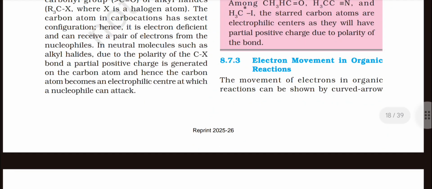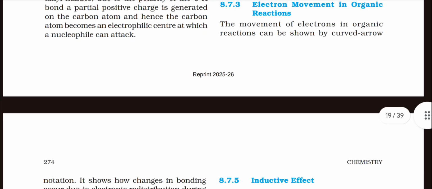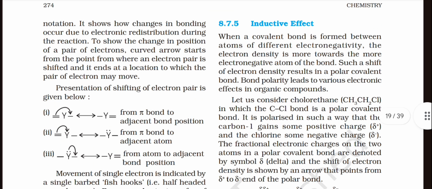Electron movement in organic reactions. The movement of electrons in organic reactions can be shown by curved arrow notation. It shows how changes in bonding occur due to electron redistribution during the reaction. To show the change in position of a pair of electrons, the curved arrow starts from the point from where an electron pair is shifted and ends at the location to which the pair of electrons may move. Presentation of shifting of an electron pair is given below.